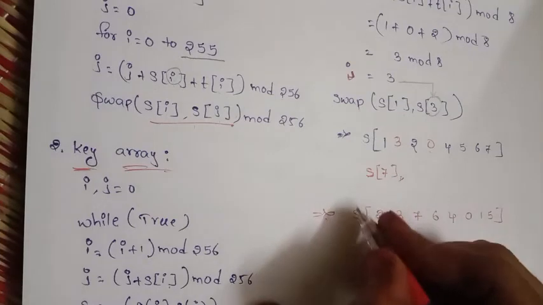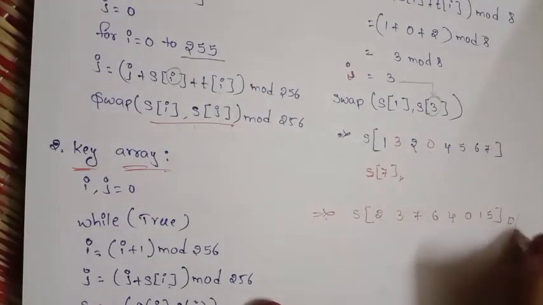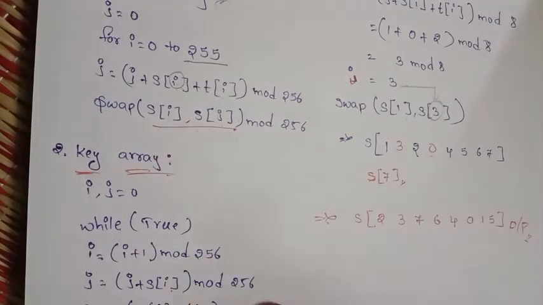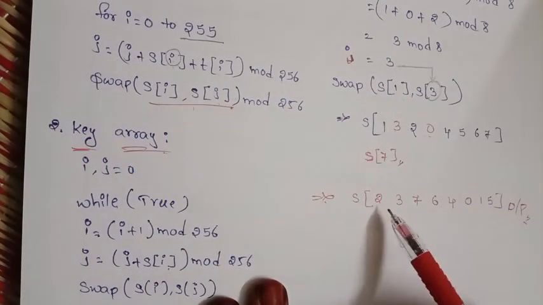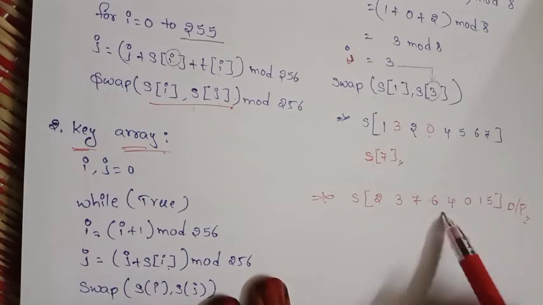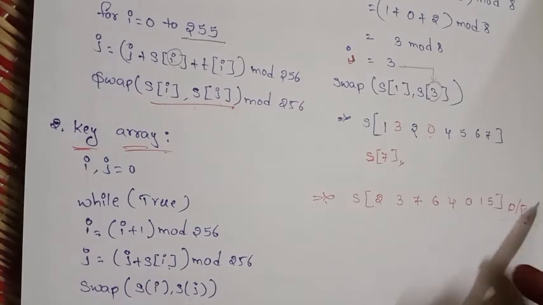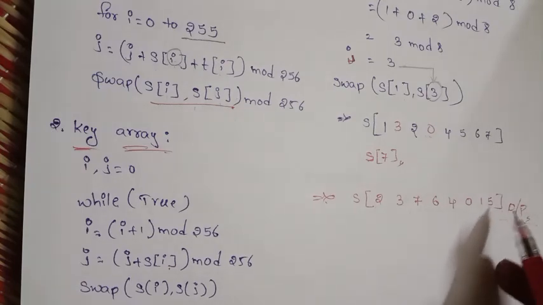So this is the output of the first step, that means after swapping all S of I's and S of j's, at last I am going to get 2376401 as output, and the same output is the input for the second step.